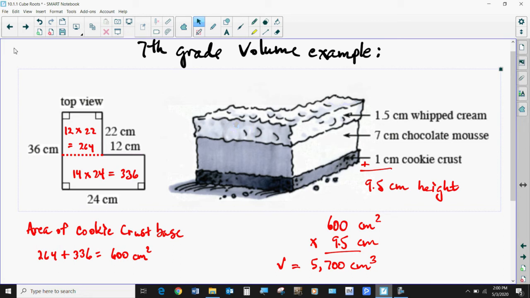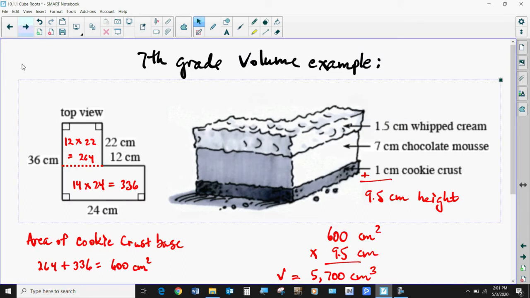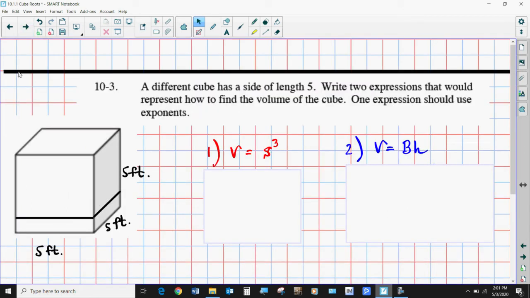So that's the basic idea of what we're doing here. If you take the area of the base, in this case 9 square feet, and then how many layers do you have? A total of 3 layers. So this is 9 cubic feet, 18 cubic feet, a total of 27 cubic feet when you take all of those layers, which is what I did there. Okay, so that's the basics for finding the volume of any prism. So go ahead and do that now.